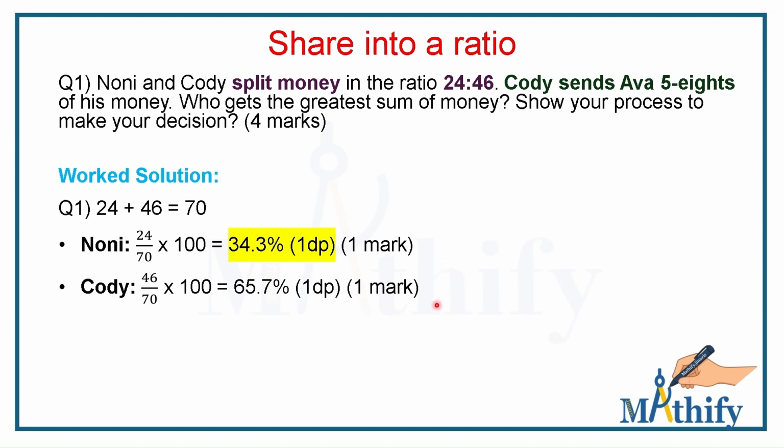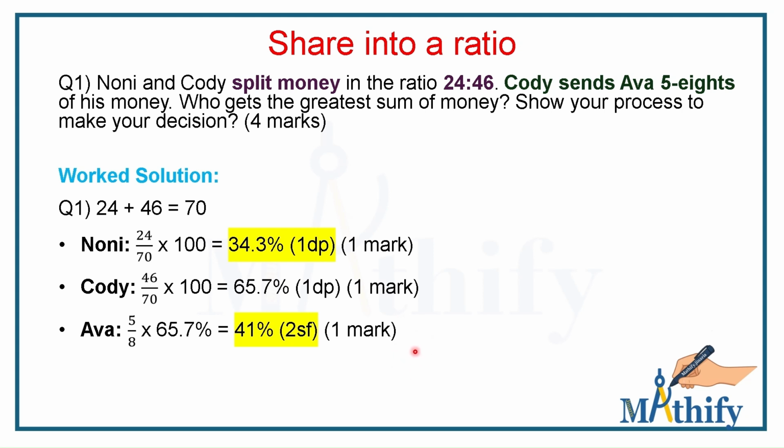Next, we need to work out the amount of money that Ava has received by lending 5/8 from Cody. So Cody will give 5/8 to Ava. So it will be 5/8 multiplied by 65.7%. That will give us 41% to 2 significant figures.